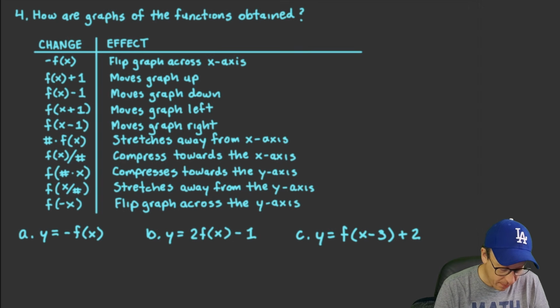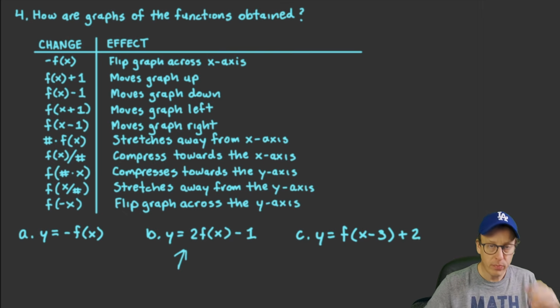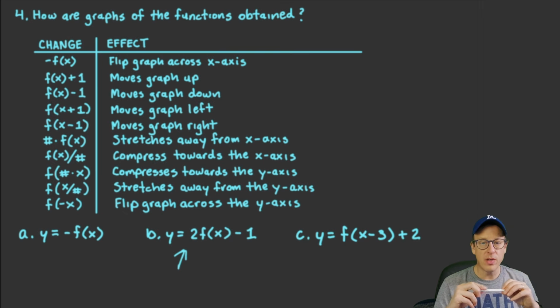So what did I just say? Negative f(x) is going to flip the graph across the x-axis. I don't think I need to write that down. In the circumstance in which we have 2 times a function minus 1, I'm referring to this problem right here. Using this table up here, what's that going to do to our graph? Well, it's going to stretch it away from the x-axis by a factor of 2. That's what the 2 does for us. And then it is going to move the graph down 1 point. That's what the negative 1 does.